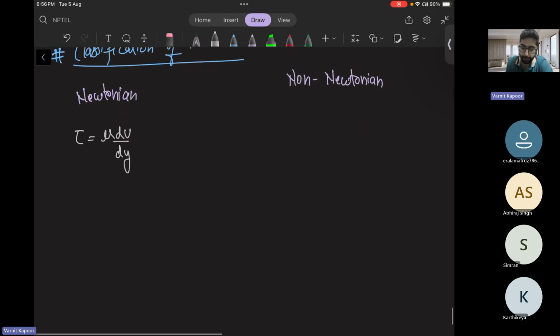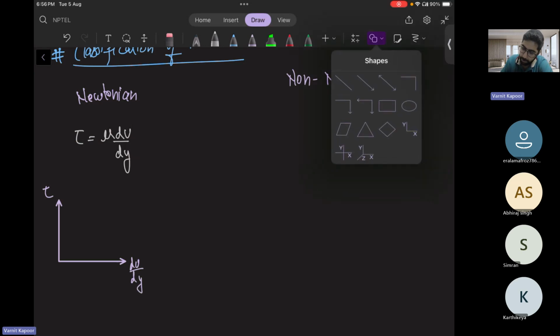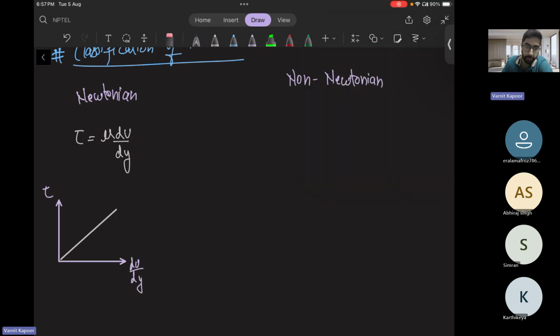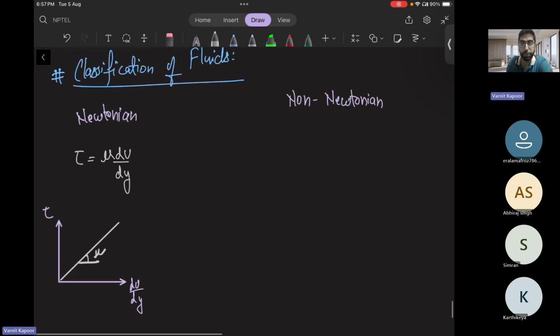These are Newtonian fluids, where shear stress versus du by dy has a constant slope, that is mu. Whereas non-Newtonian fluids can be classified based on the function of velocity gradient and time.